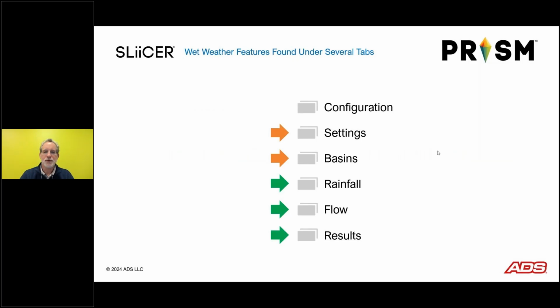All right, so next we're going to move into the rainfall and the flow and the results. I'm going to show these together, and we're actually going to do this in a live demo. But I also wanted to point out, of these 6 tabs, the configuration, settings, and basins tabs are really what I call the setup components of a SLiiCER study. So you're not going to spend a lot of time with these in practice. In the basins component, you'll spend enough time there to get the information entered. Where you really do the lion's share of work in SLiiCER is in the rainfall, flow, and results tabs. And so we'll look at those together.